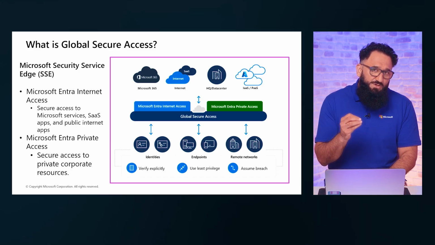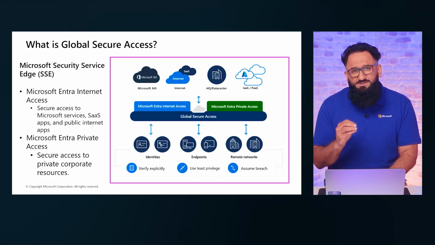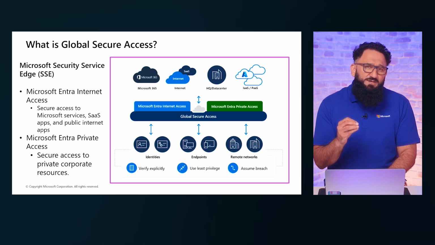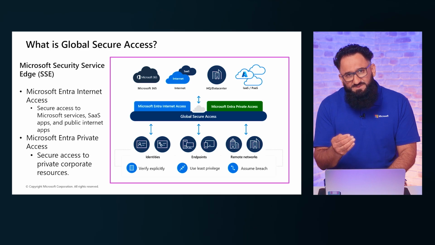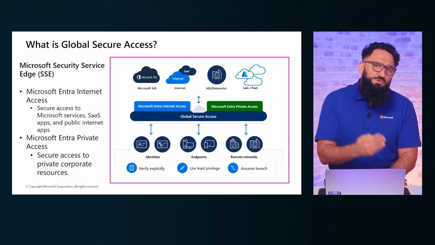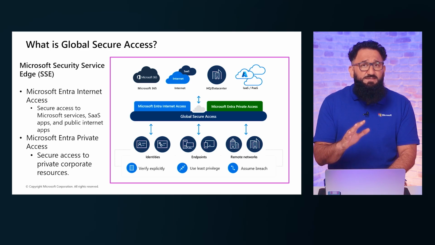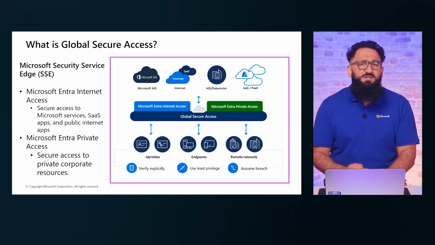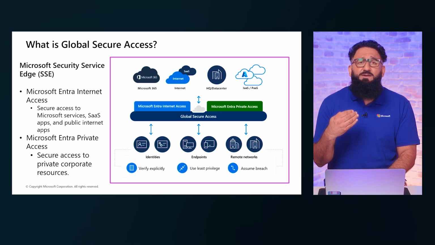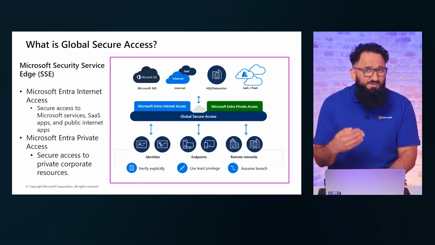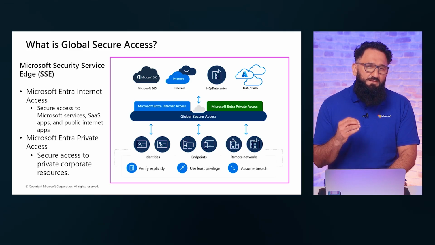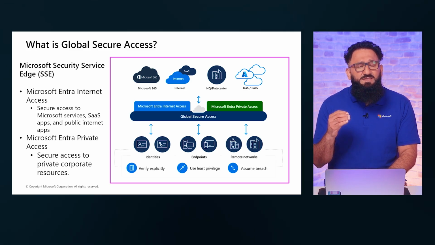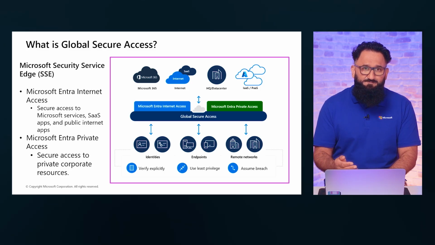Microsoft Entra Private Access provides secure access to private, corporate resources, whether they are on-premises, in hybrid environments, or across multiple clouds. It extends the capabilities of Microsoft Entra Application Proxy, allowing remote users to connect to private apps without needing a traditional VPN. Access is adaptive and can be controlled per application based on conditional access policies.